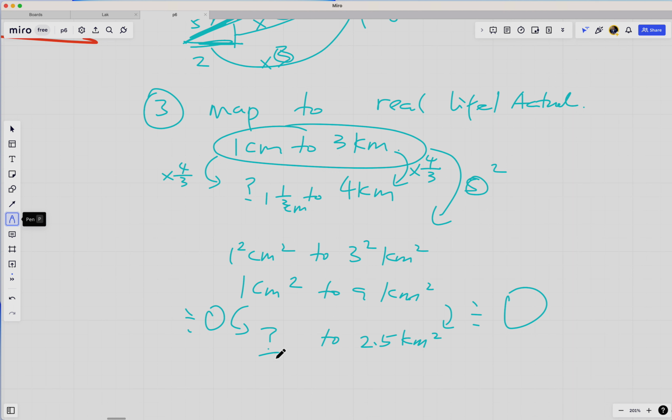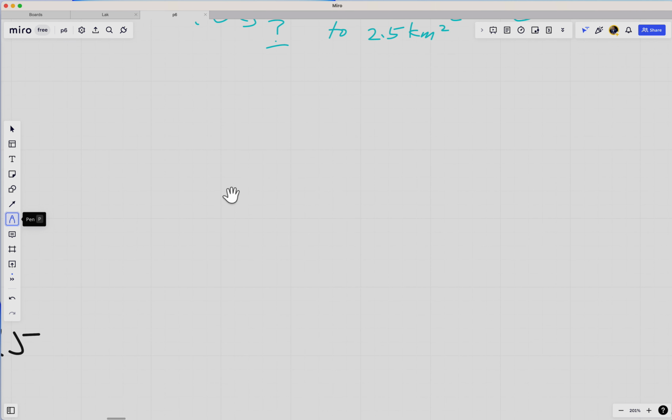So these 3 concepts, I don't think they are rocket science. They are not rocket science. Very, very simple, you just have to follow. For the map to real life problems, there is length ratio and area ratio. How do you get from length ratio to area ratio? Square the length ratio, everything, right? Okay, good.